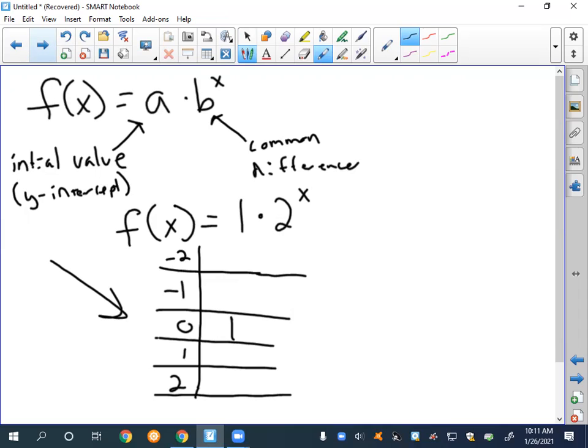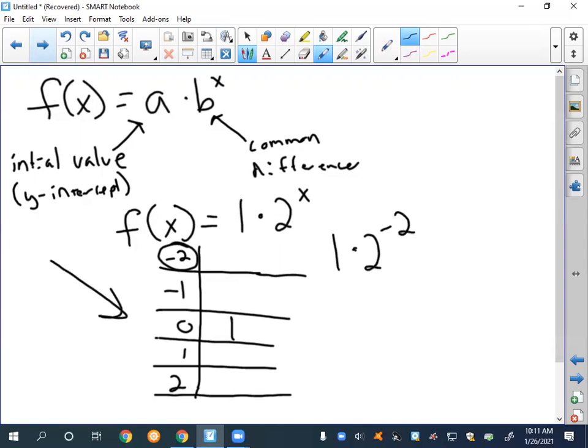All right, so we're going to start filling out this chart. How in the world do we do that? Well, if I wanted to figure out what y is right here, this first y, what am I going to plug in for the x? -2. So how would that work? That would be 1 times 2 to the -2.